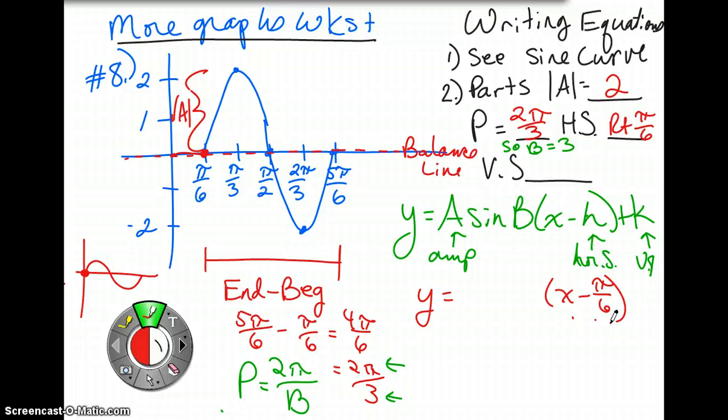And then our vertical shift, well, since we are on the x-axis right here for our balance line, it didn't move. So our vertical shift is actually 0. So that means over here, we would add 0.